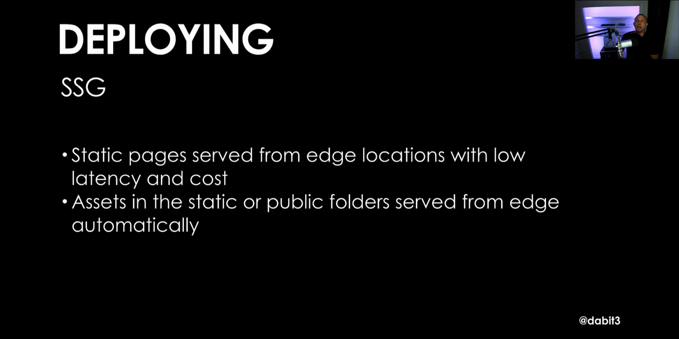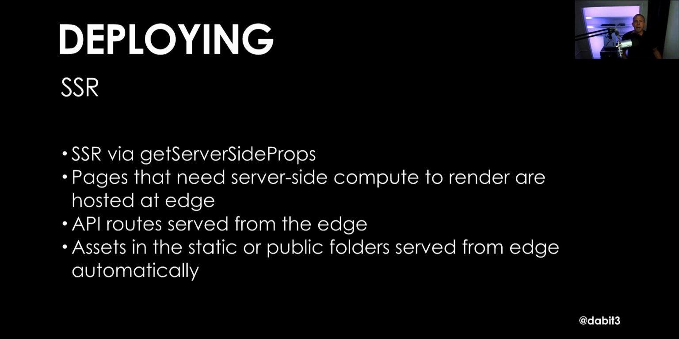Now, when we're talking about deployments, we're typically thinking about them in a couple of different ways. First of all, how do we deploy a statically generated page? Well, for the most part, we want our statically generated pages to be served from edge locations because we want to buy into that low latency and cost. We want that resiliency, that scalability, and the security, everything that comes along with that. We probably want our assets and our static and our public folders to also be served from these edge locations automatically. As far as server-rendered pages, we definitely want to buy into this whole ecosystem.